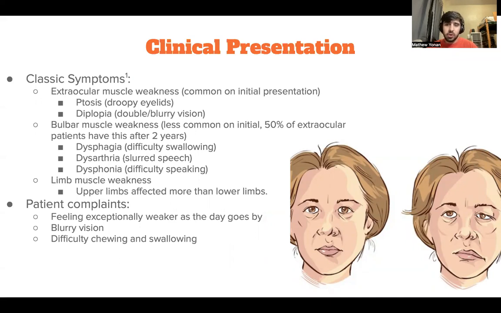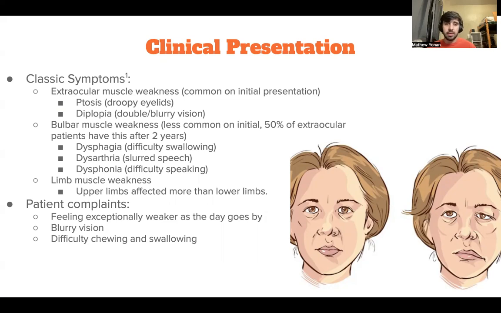The one on the left is with no myasthenia gravis, and the one on the right has the droopy eyelids, which is a symptom of myasthenia gravis, and diplopia, which means double or blurry vision because of the weakness of the extraocular muscles, which are the muscles that are responsible for moving the eye. The bulbar muscle weakness is less common on the initial encounter, at around 15%, but is more common, with 50% of patients having it after 2 years.